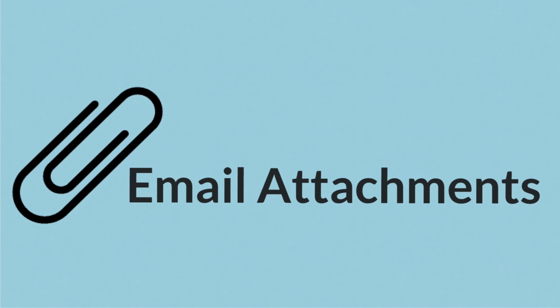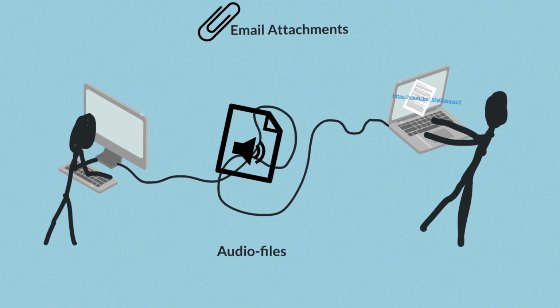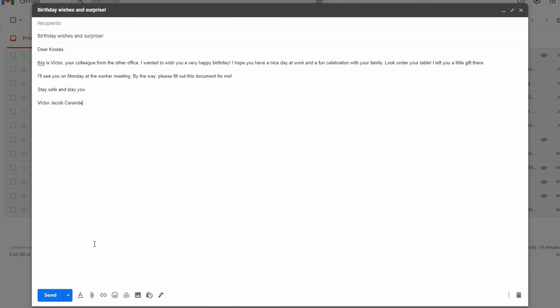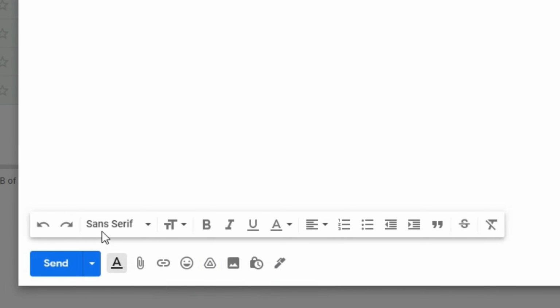With email, you can also send different kinds of data. You can send text documents, URLs, audio files, videos, and smileys. Here's how you do it. Down here, next to the Send button, you see different symbols. The first one here gives you formatting options, but these are normally not needed for regular emails.